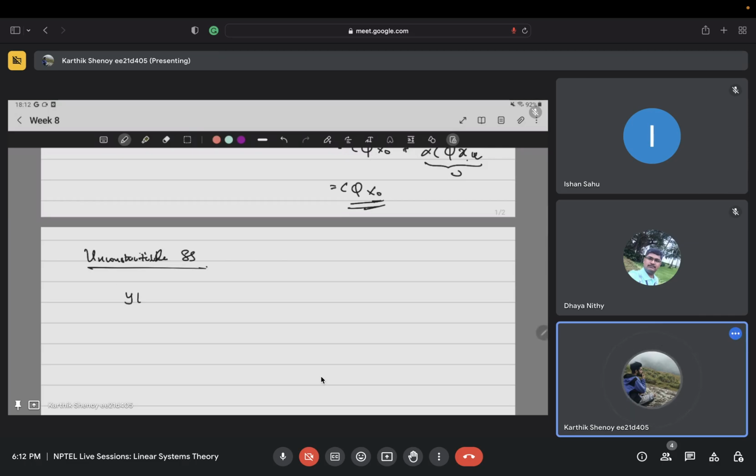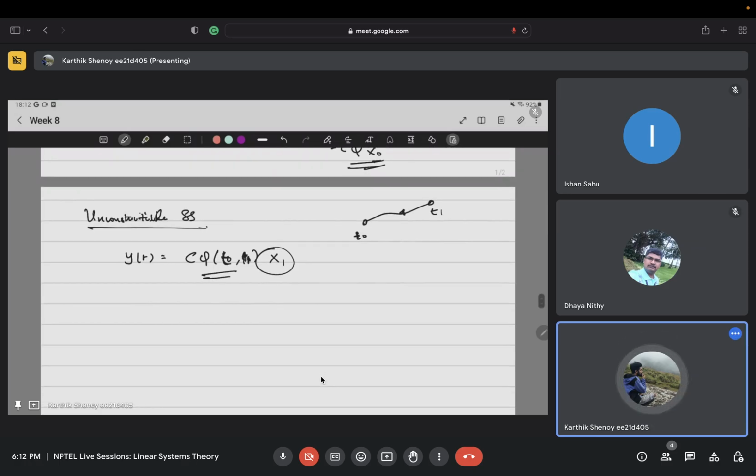So y of t is given by C phi t1 x1. Okay. You can verify if this is true or not. This is just by taking x instead of t naught. If you take t1 here, you are basically going against the flow. That's what it means. Okay, t1 t0. So this is your y of t.